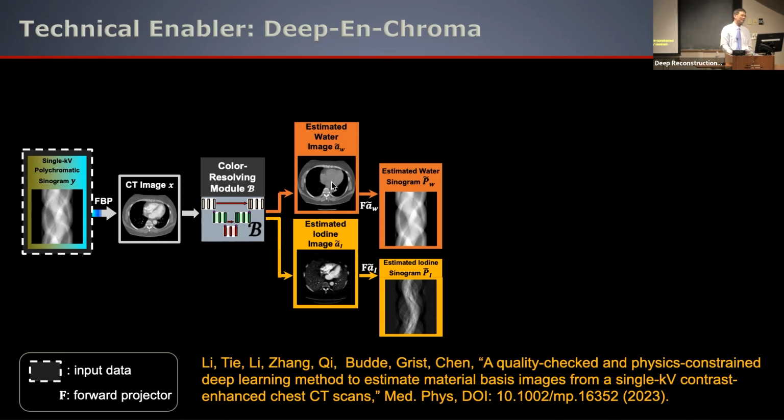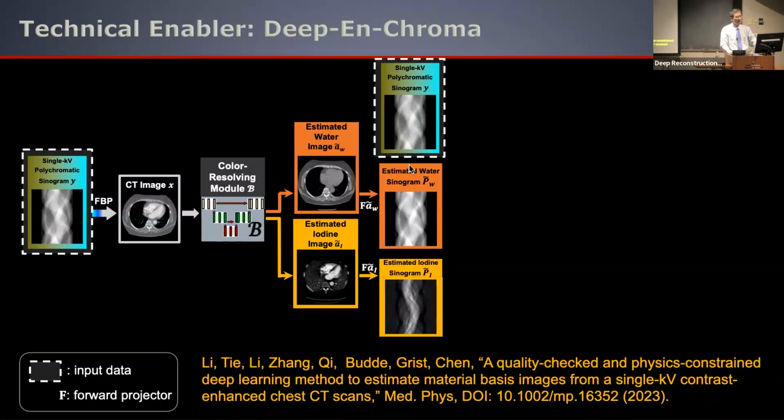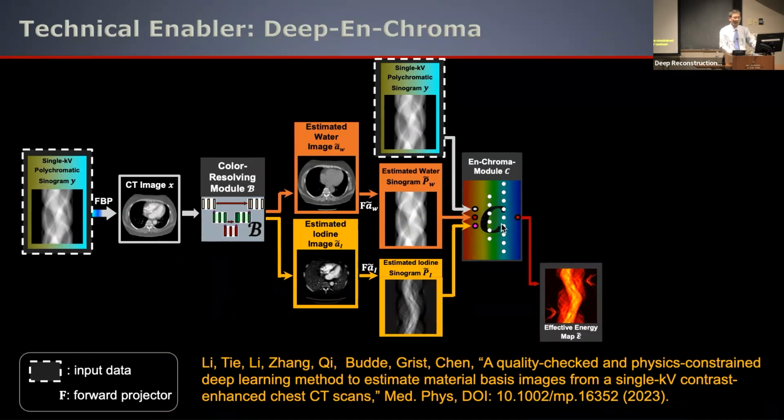So what we do is we send the generated sinogram in to estimate forward projection, generate water-based sinogram data, and then we compare with a single kV sinogram. Because we have raw data access, that is my advantage in the lab. Okay, and all these things we can go to the actual color module.